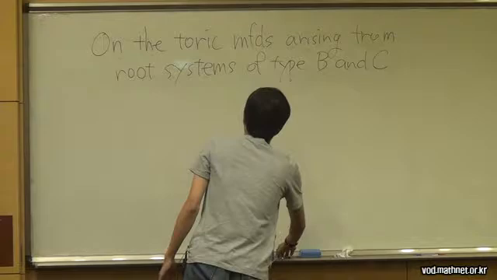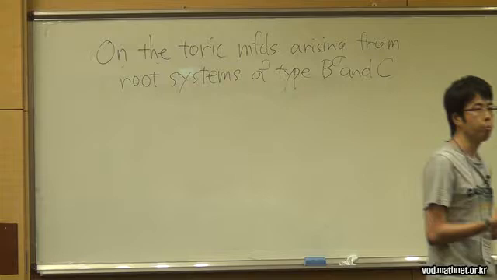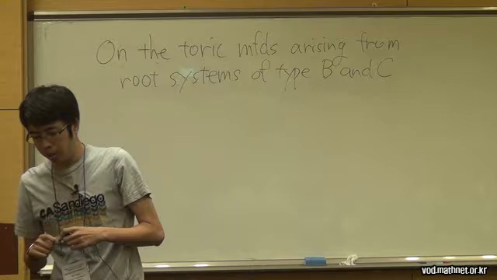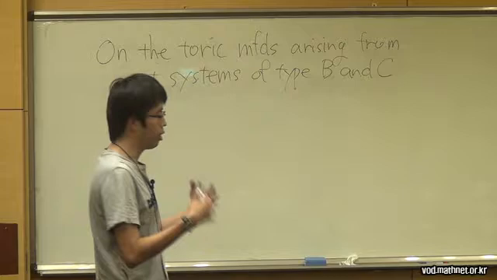Today I would like to talk about toric manifolds arising from root systems, especially for type B and C. We can start from a root system and construct a toric manifold. But the root system itself is kind of dry, and it's not easy to get the idea of our construction. So let me start from Lie algebras or Lie groups.